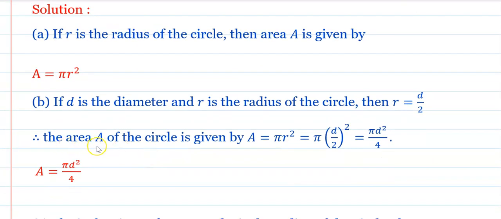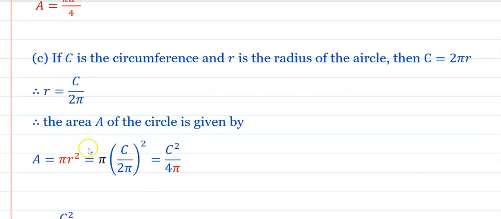The area of the circle, capital A, is given by A is equals to pi r square. We can express it by replacing the value of r by d by 2, that is pi into d by 2 bracket square. Okay, so how much will we get? That is pi d square upon 4. Therefore capital A is equals to pi d square upon 4 in this way.